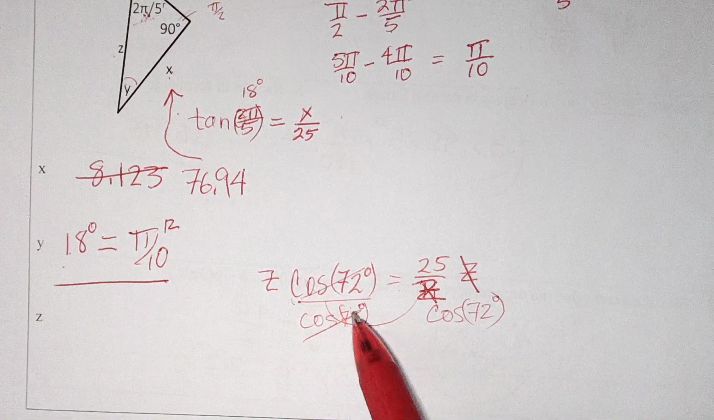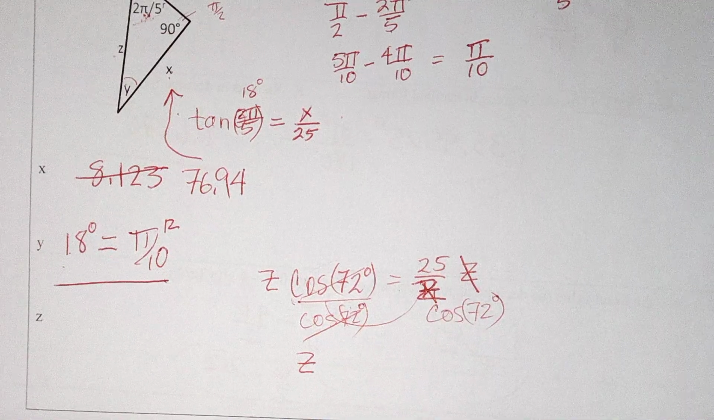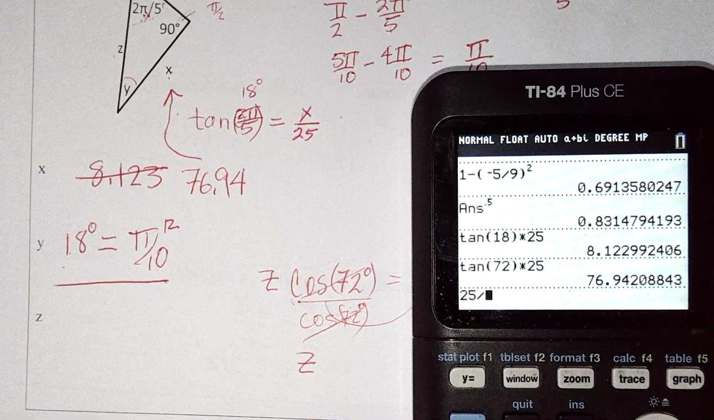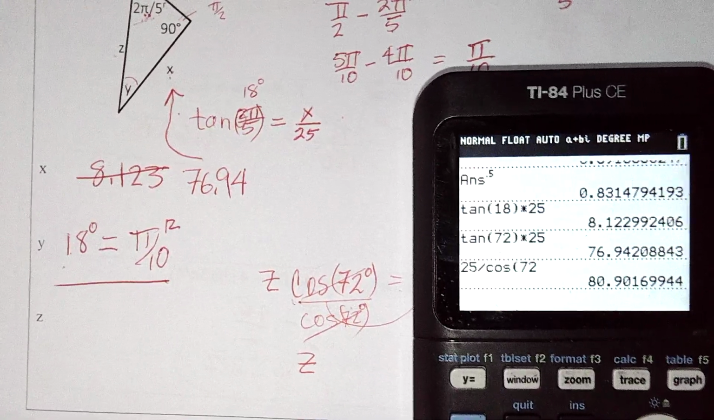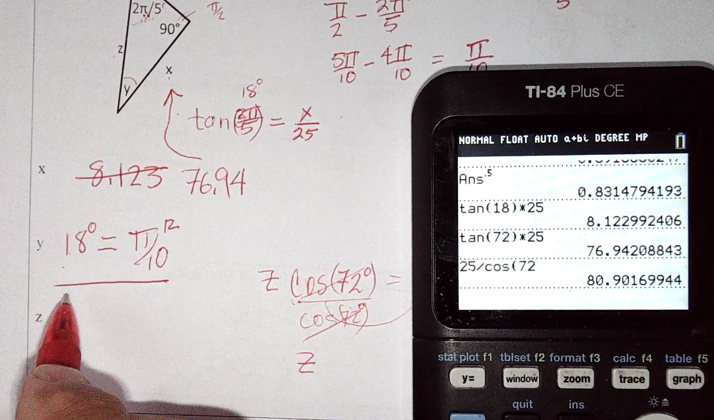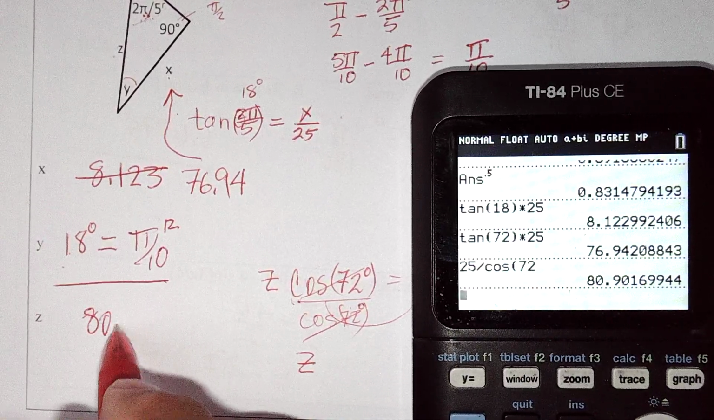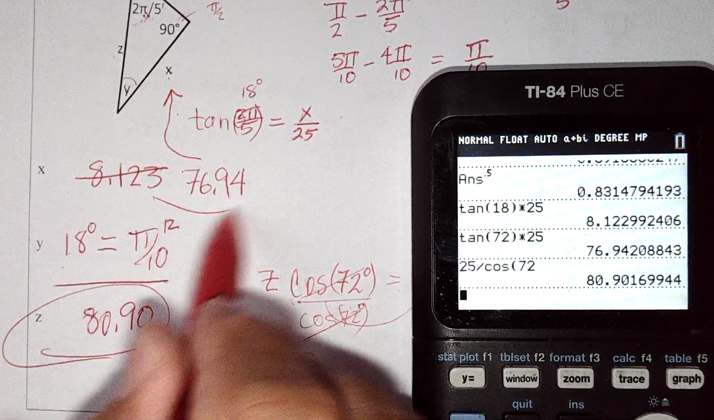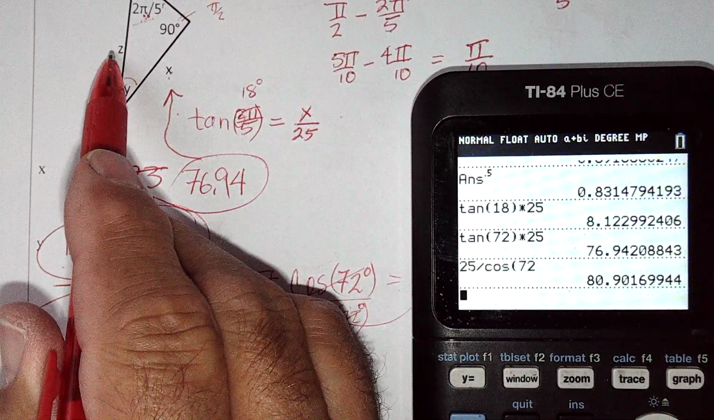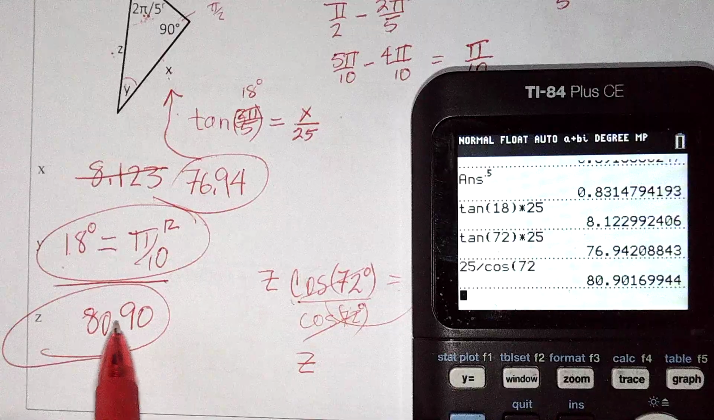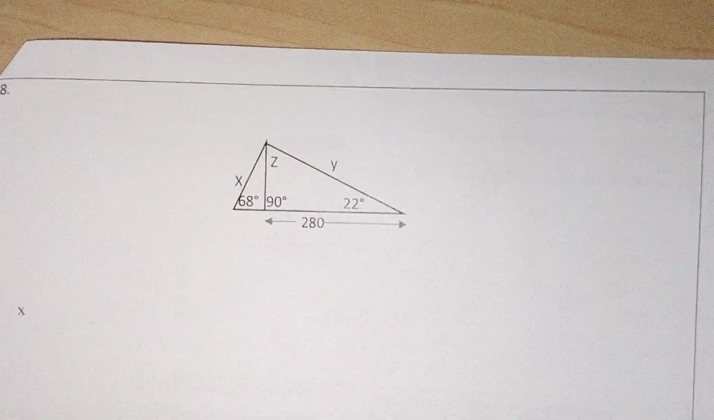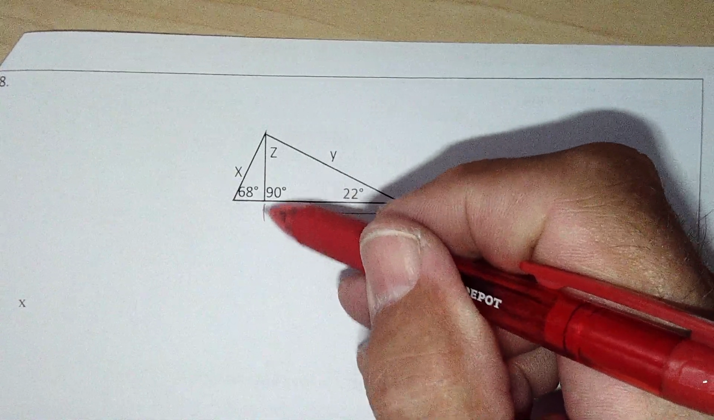To get rid of it on this side, z is 25 divided by the cosine of 72, which is 80.90 for z, longer than either of these two. Okay, page 3. If the arrow stops here, that's where that stops.